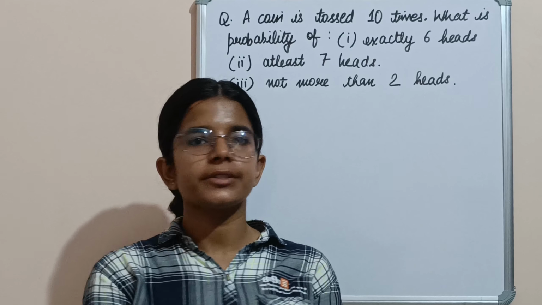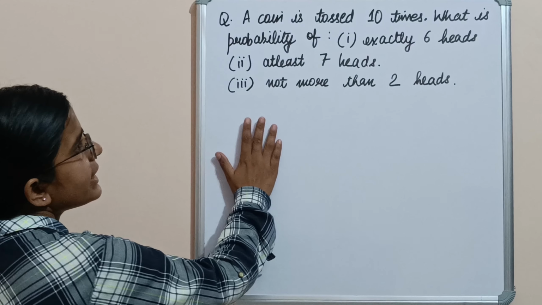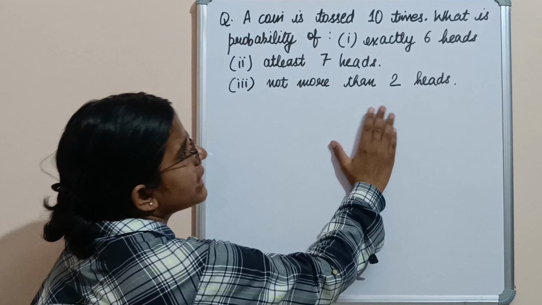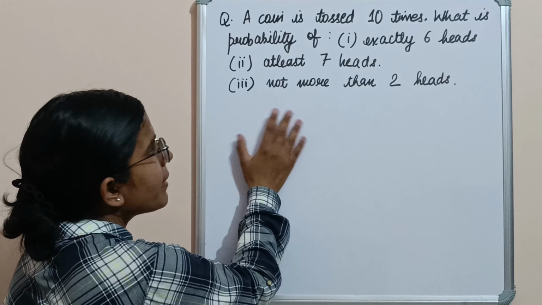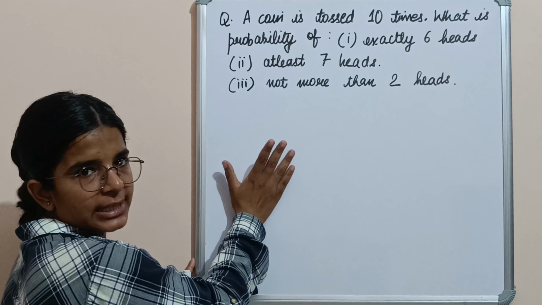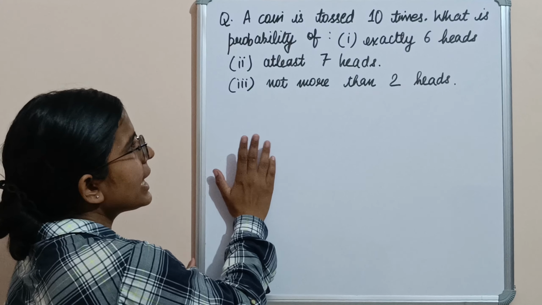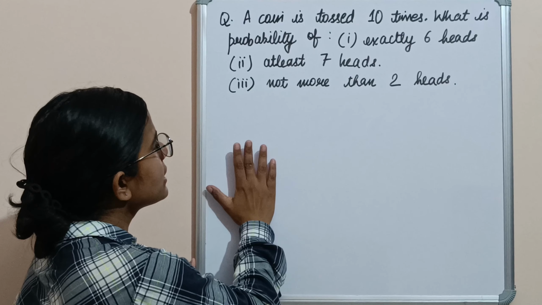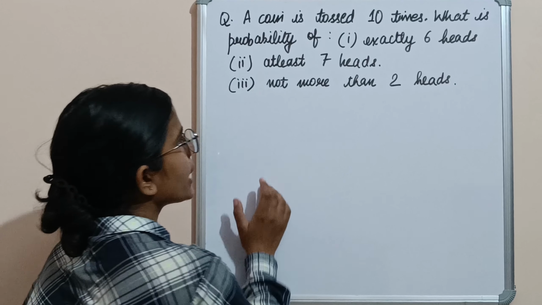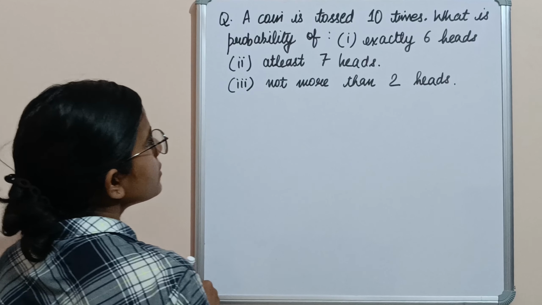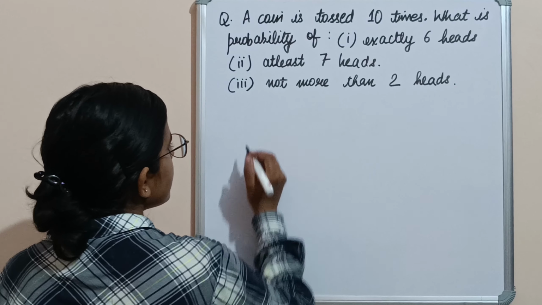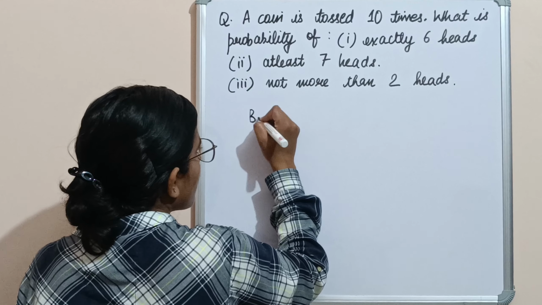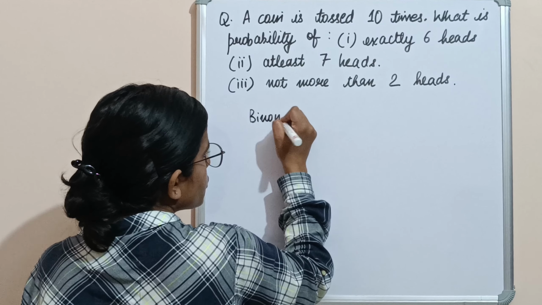Our next question is, a coin is tossed 10 times. What is probability of first, exactly 6 heads, second, at least 7 heads, and third, not more than 2 heads? First of all, this will follow a binomial distribution.